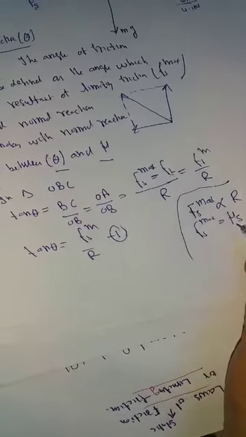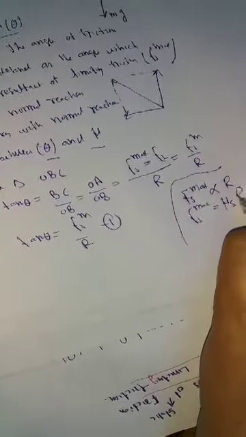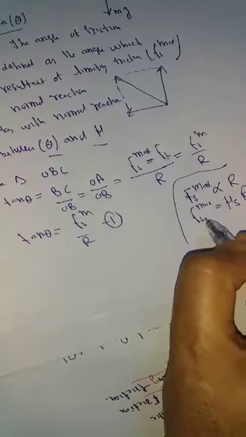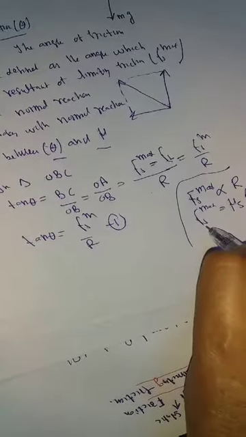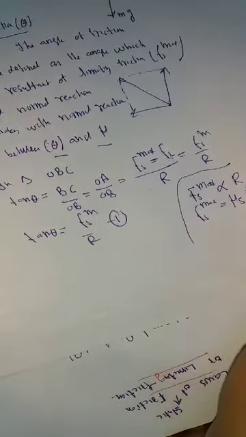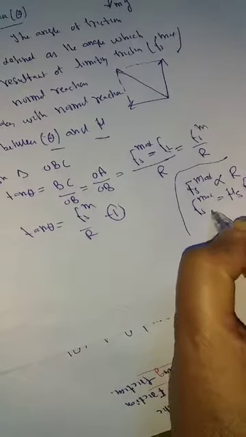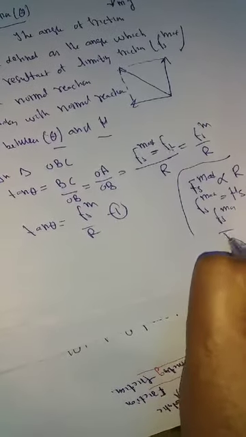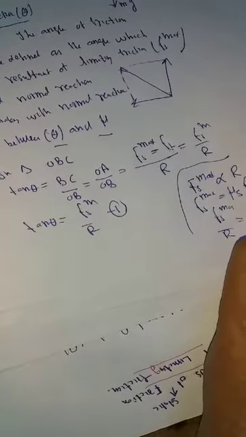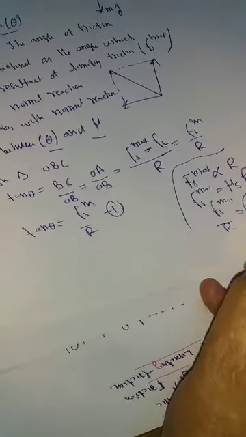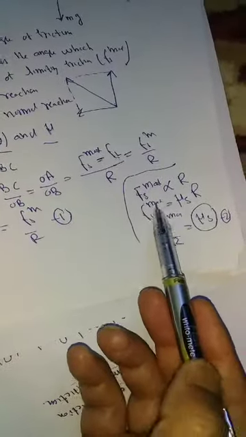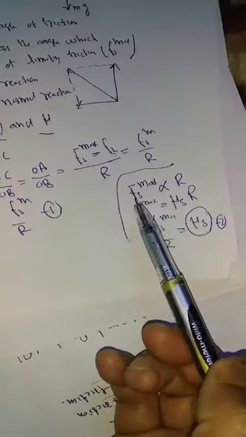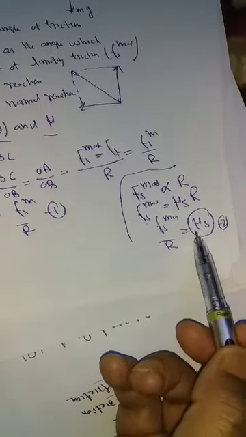It is called the coefficient of static friction, for the maximum value of static friction. If you remember the previous graph, the maximum value of static friction is called limiting friction. Here we get Fs max divided by R is equal to mu s, where mu s is the coefficient of static friction. This is equation second. This is by the laws of friction, which we already discussed: Fs max is equal to mu s times R.